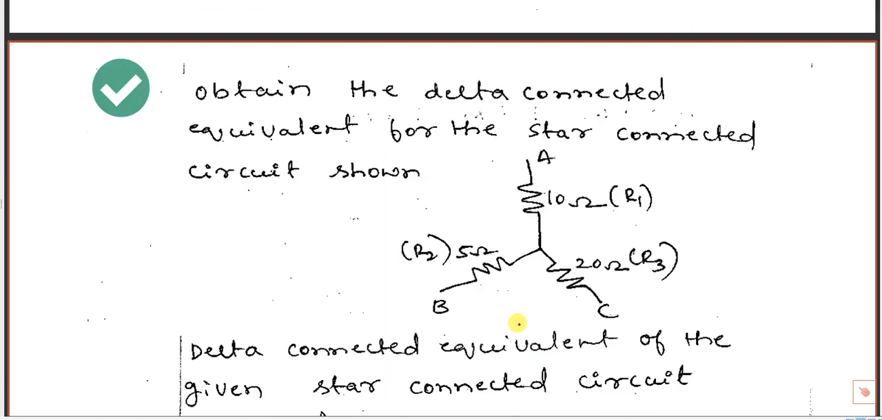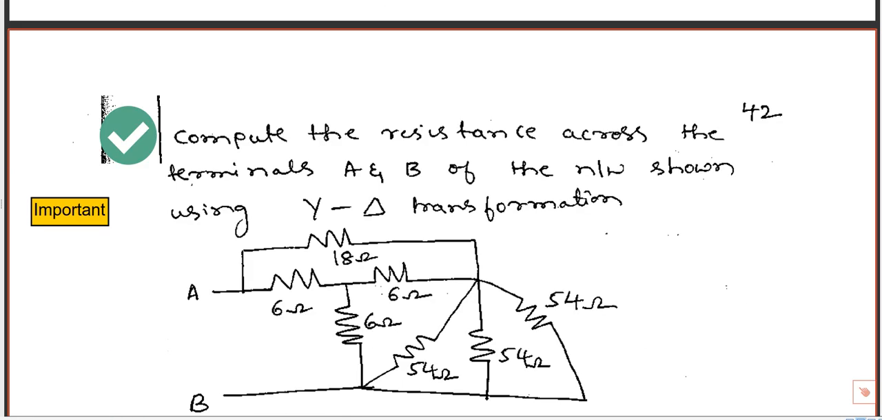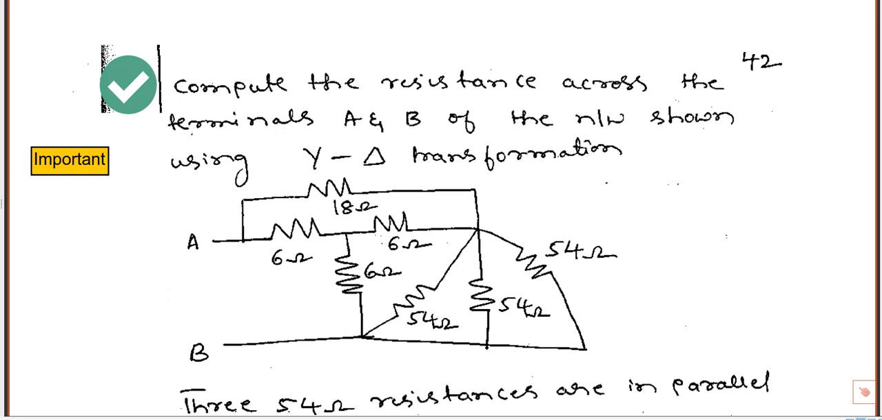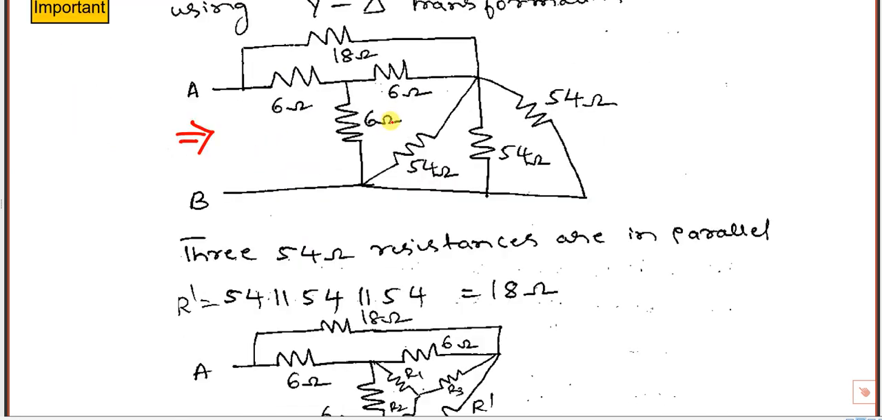So it's an important problem. Let us do one more problem, which is also important. Compute the resistance across the terminals A and B. Between this and this, what is the equivalent resistance? You have to find it using Y to delta, that is, star to delta transformation.